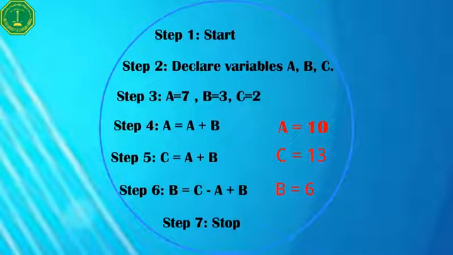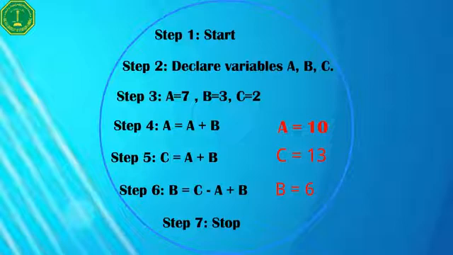Now let's try to calculate the value of each variable a, b, c at the end of step 4, 5, and 6. In step 4, the process is going to add first the value of the variable a, plus the value of the variable b. And then store the result in the variable a. It is clear that now the value of the variable a is 10.